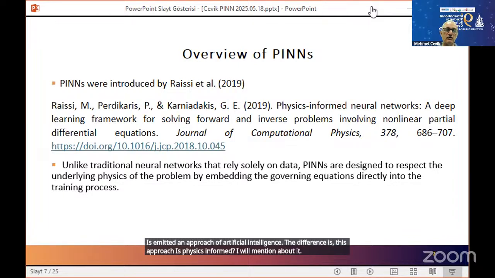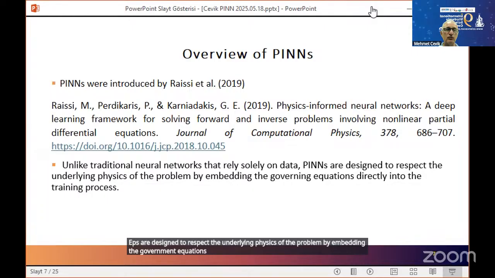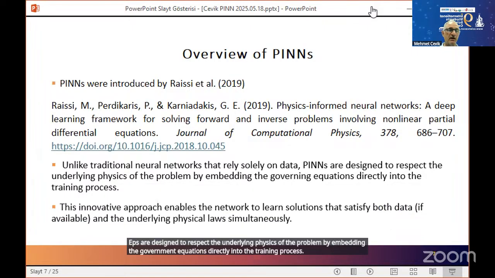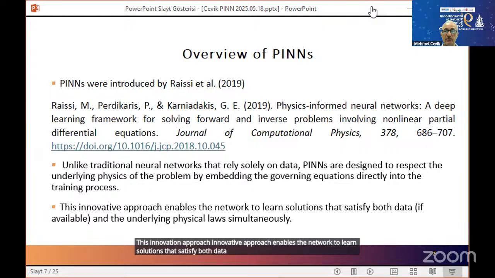PINNs are designed to respect the underlying physics of the problem by embedding the governing equations directly into the training process. This innovative approach enables the network to learn solutions that satisfy both data, if available. If you have, for example, experimental data, you may also embed the data and the underlying physical laws simultaneously, which are the differential equations themselves.